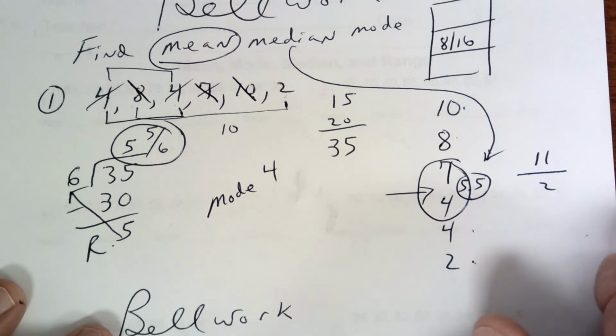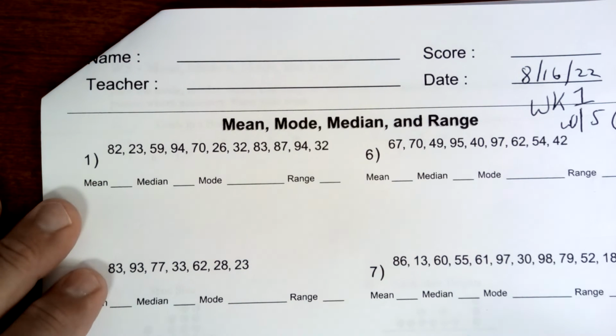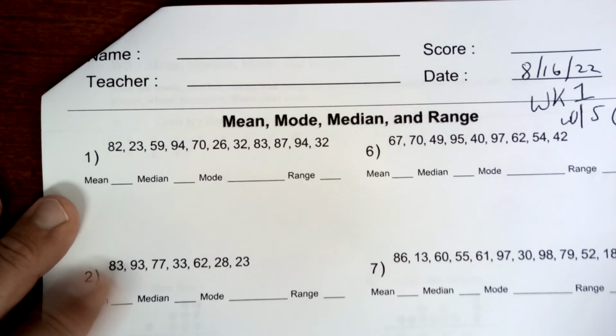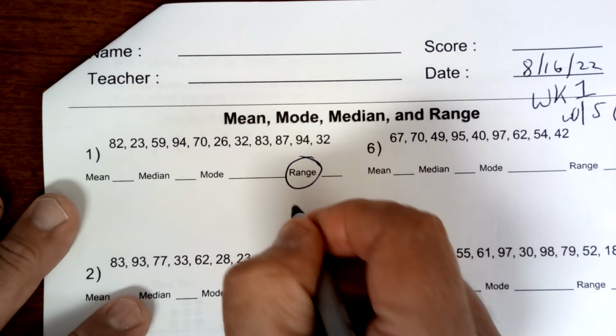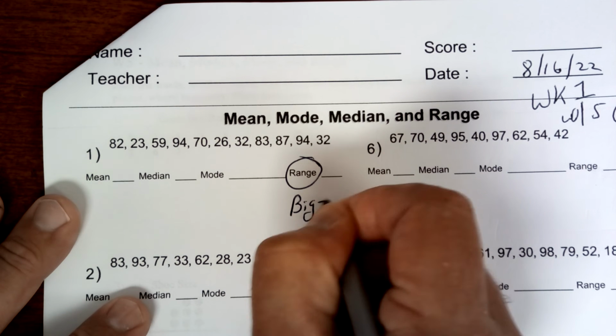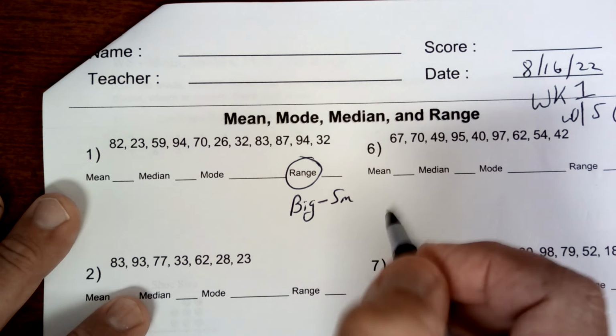Okay, let's take a look at today's work. Today's work, you're going to have a worksheet, and I want you to show me the work. Now they want mean, median, mode, and range. And I didn't talk about range, but I'm going to do it now. You take the big number minus the small number, and that gives you the range.